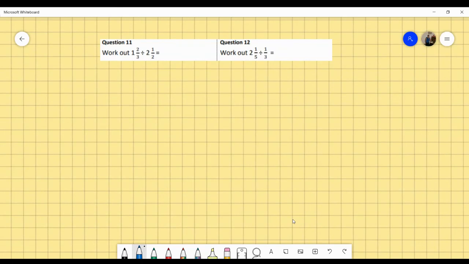So for this part, we're going to have a look at how we divide by a fraction, or in this case, how we can divide mixed numbers by fractions as well. All right, if we start by having a look at question 11, we've got 1 2/3 divided by 2.5.